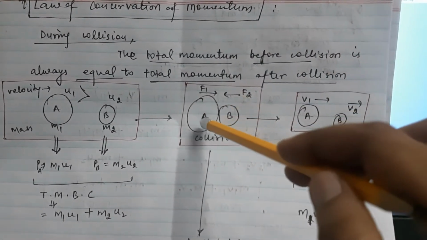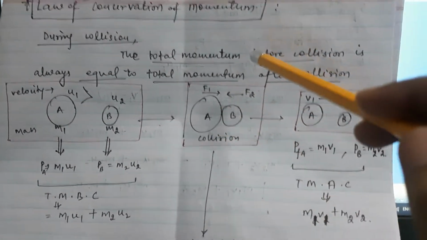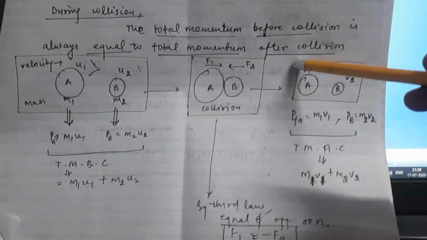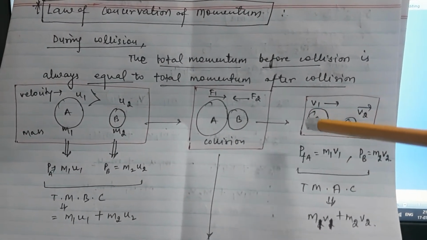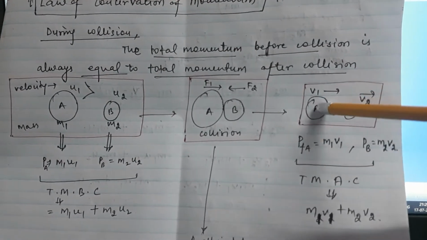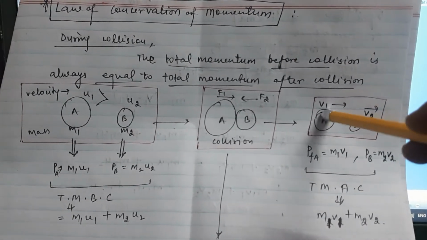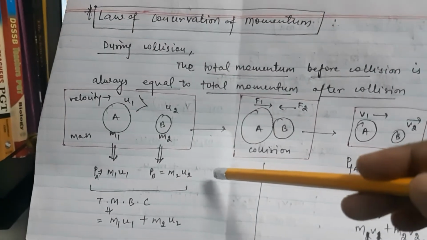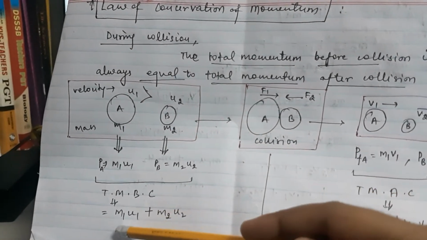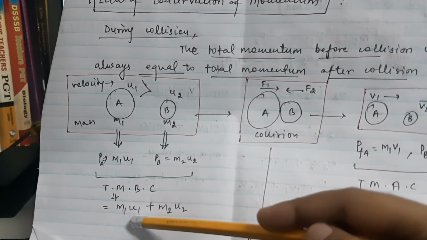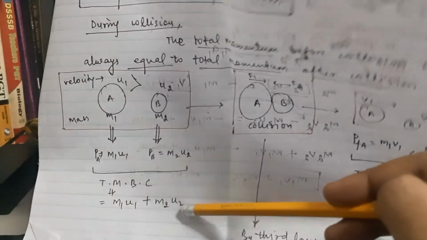F1 is the force applied by ball A on ball B, and F2 is the force applied by ball B on ball A due to the collision. Afterwards, after the collision, they move again with final velocities v1 and v2, v2 for ball B and v1 for ball A. So here the total momentum before collision of balls A and B will be the mass of ball A into initial velocity of ball A plus mass of ball B multiplied by initial velocity of ball B.